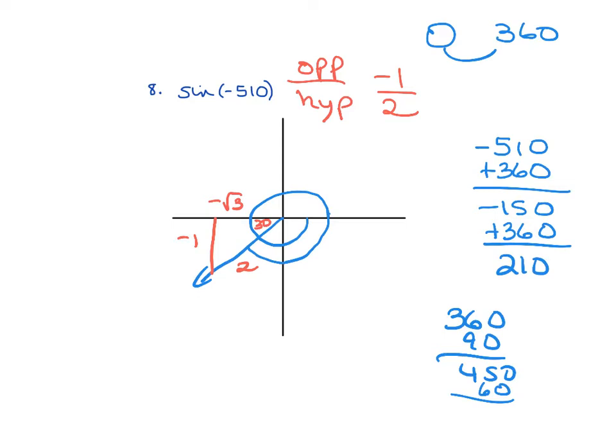Notice if I were to have just done a -150 degree angle, sine of -150 is going to be the same answer because it's got the same terminal side. And this is what's going to lead us up to what we're going to be doing. We're going to be getting more than one answer in the last part of today's notes.